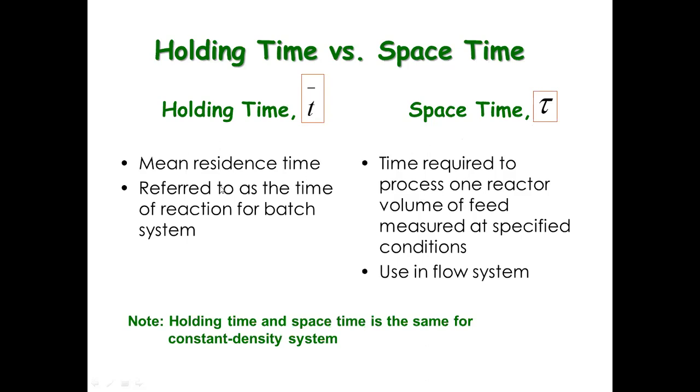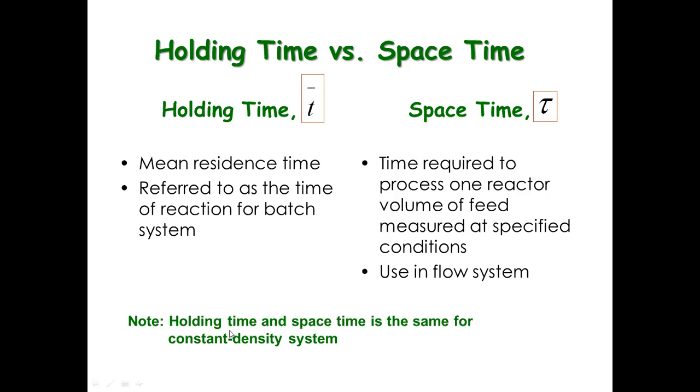Now let's compare the two. So when you speak of the holding time, that would be the mean residence time for the batch reactor. This is also referred to as the time of reaction for your particular mixture that you place inside your batch reactor that will acquire a certain degree of conversion as stated in the problem. Whereas the space-time is the time required to process one reactor volume of feed for your flow reactors, of course, at specified conditions. So the language of the space-time is used for flow systems, whereas the language holding time or residence time or reaction time is used for the batch reactor.